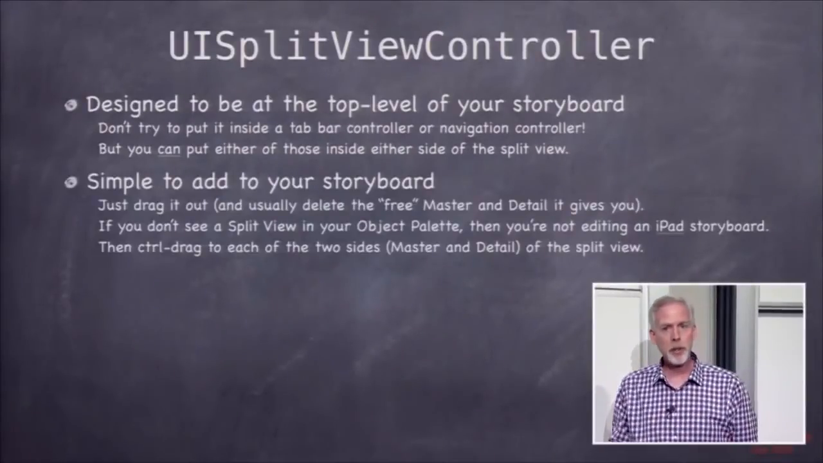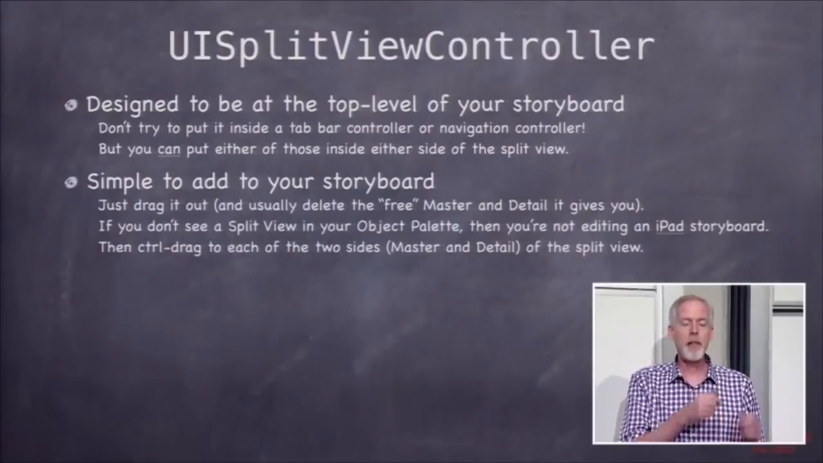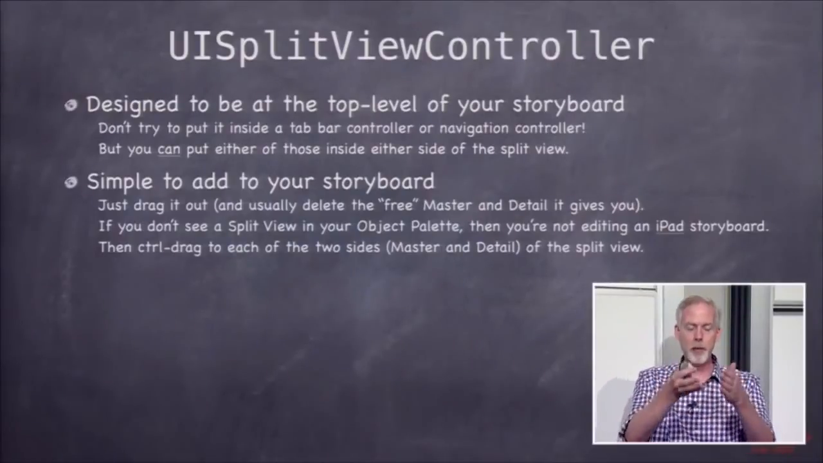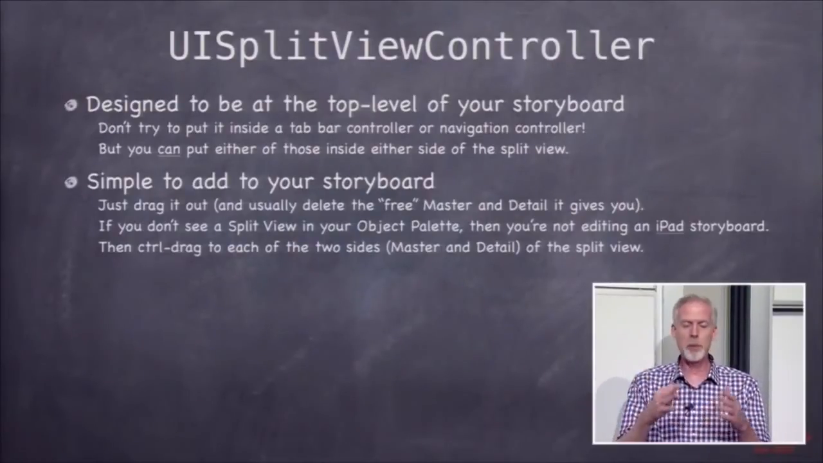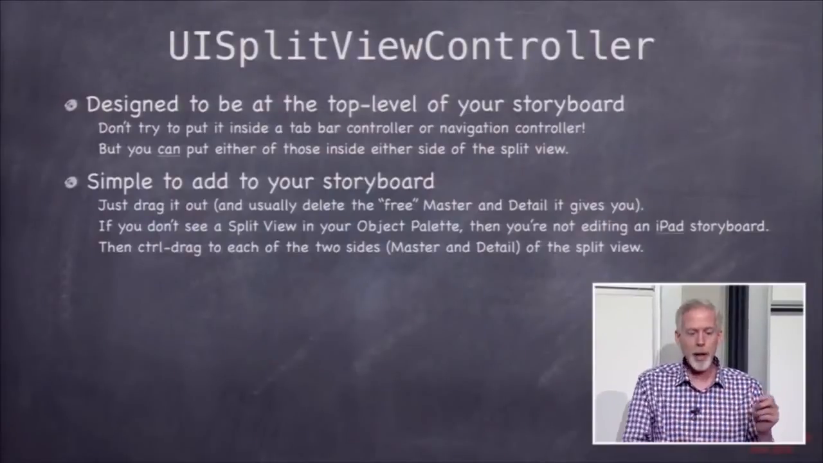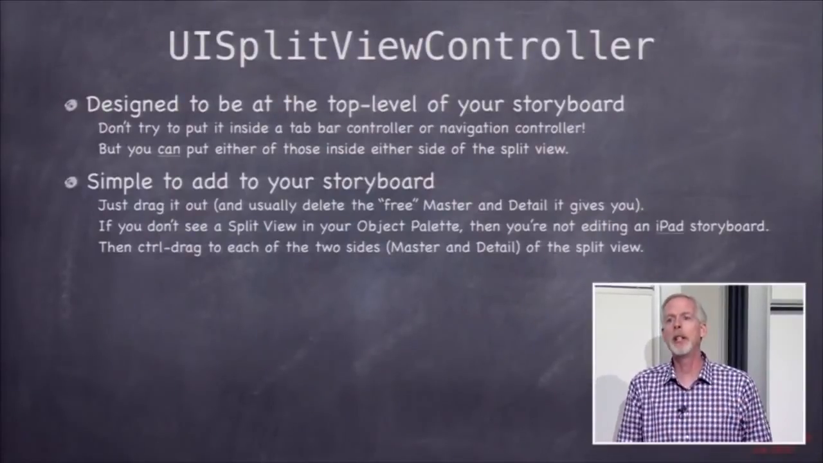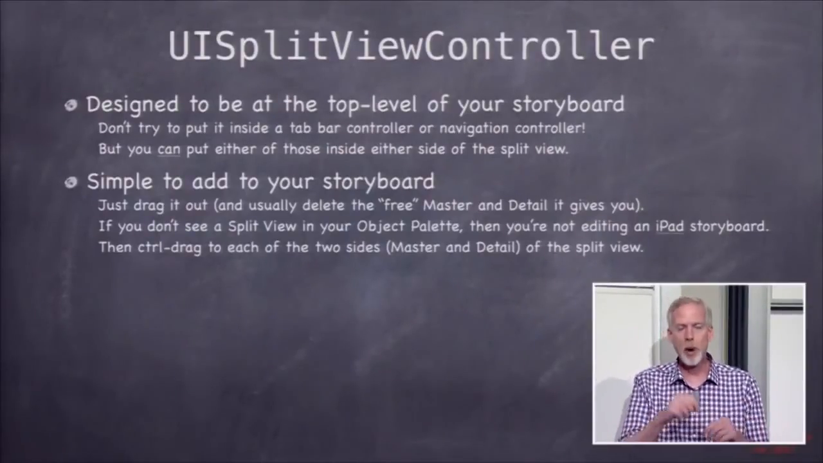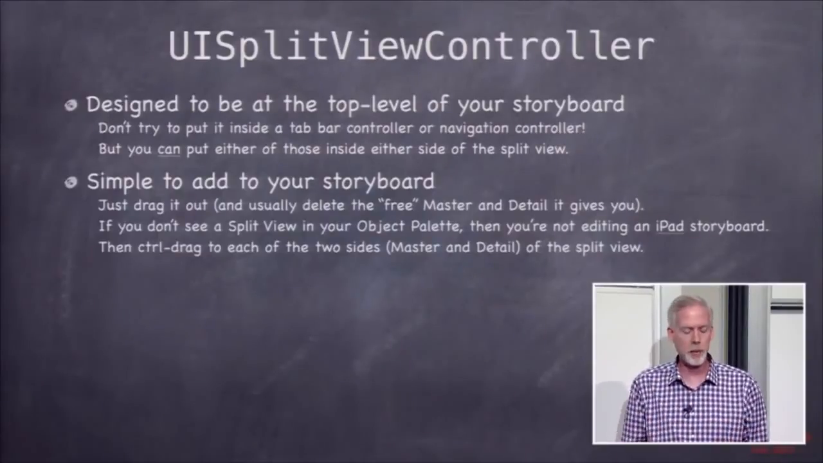It's very simple to add one to your storyboard. You just drag it out, and it's going to give you a master and a detail, which you're going to delete almost all the time. And then you just control drag to your master and control drag to your detail. Okay, just like a tab bar controller, it gets hooked up the same exact way.